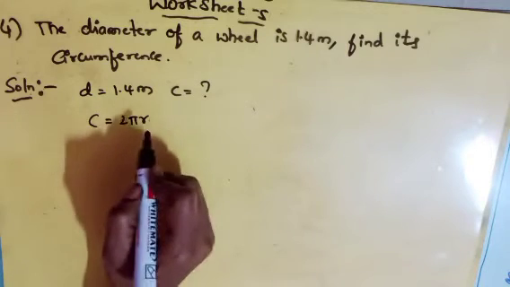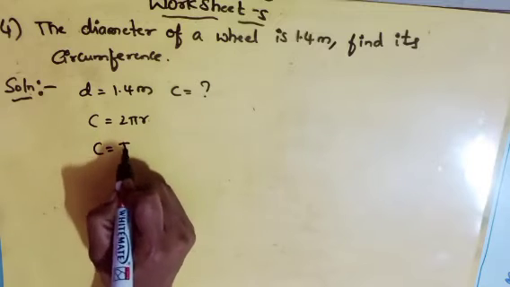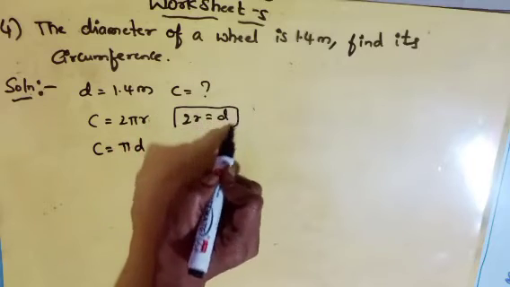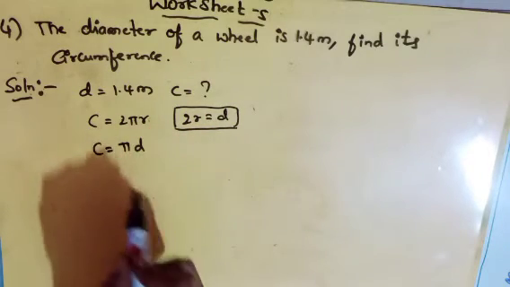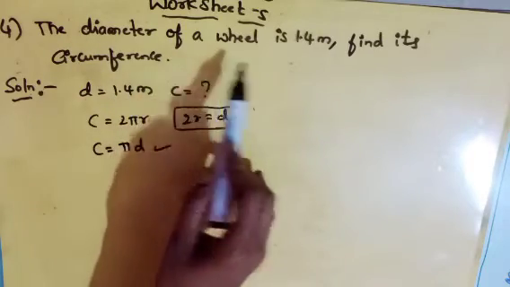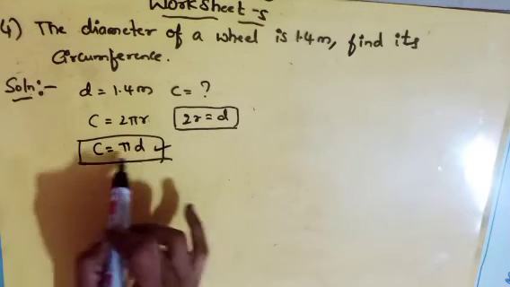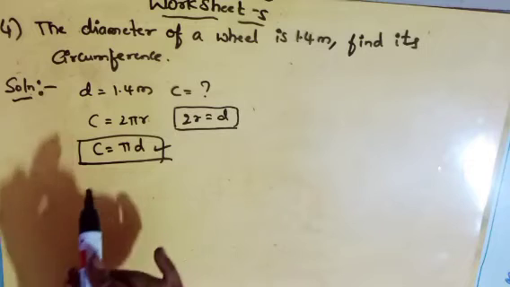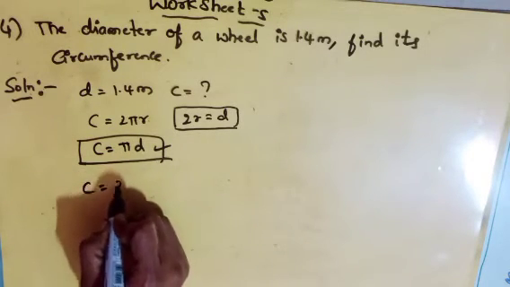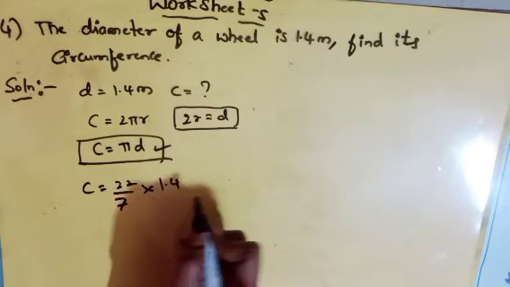So when the diameter is given, we can take the formula C equals pi d, because 2r equals d. 2 times the radius equals d. So I'll take the formula C equals pi d. When the diameter is given, to find the circumference, I'll use this formula. So we have to find the circumference, C as it is. The value of pi equals 22/7 into d, the value is given, that is 1.4 meter.